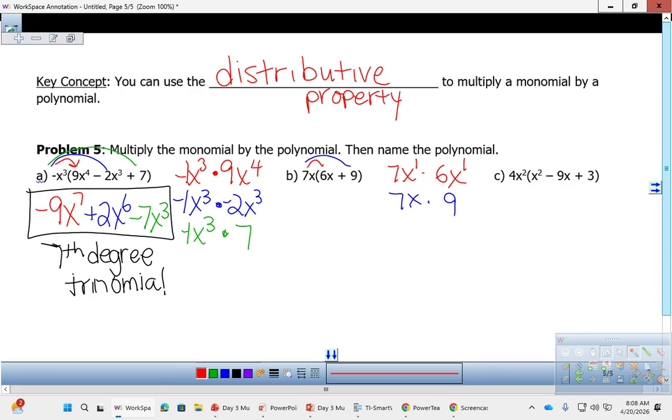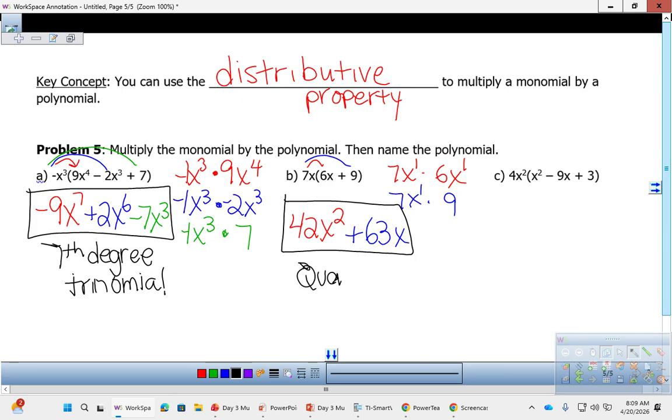So 7 times 6 is 42. Keep the base. 1 plus 1 is 2. Add the exponents together. 7 times 9 is 63. Keep the base. There aren't any exponents to add though, so I'm just going to keep that part the same. From here, it becomes an addition problem. And with addition, I'm looking to combine like terms, but there aren't any like terms to combine. This is called a quadratic binomial.